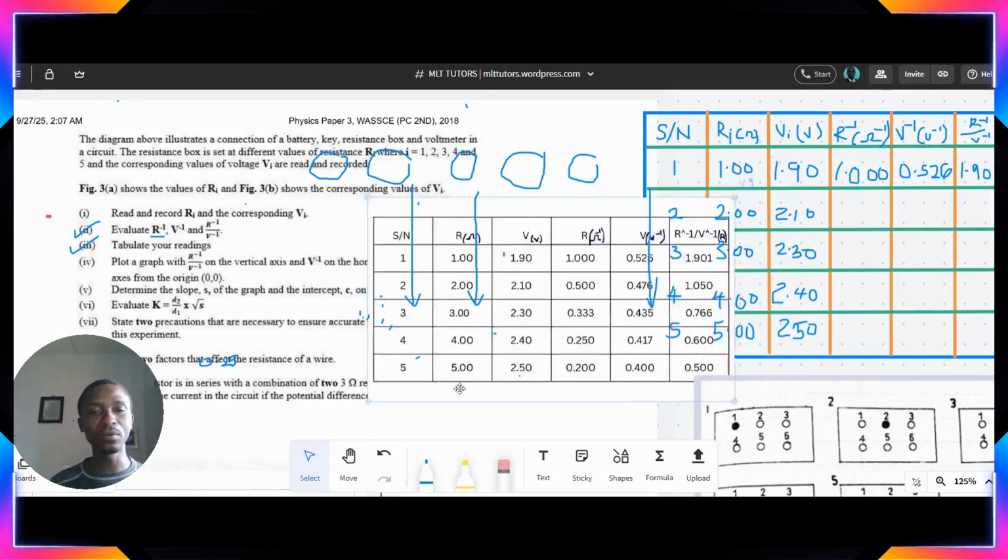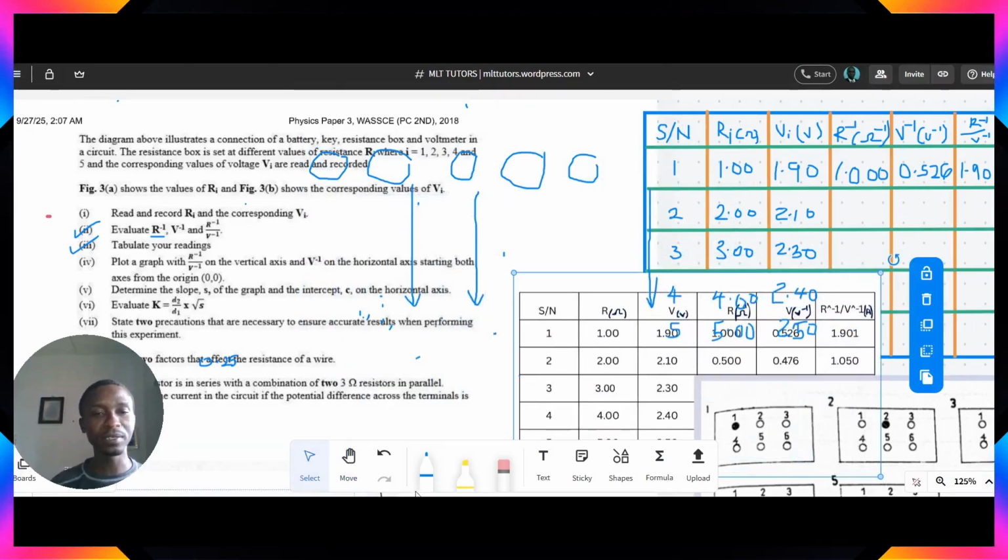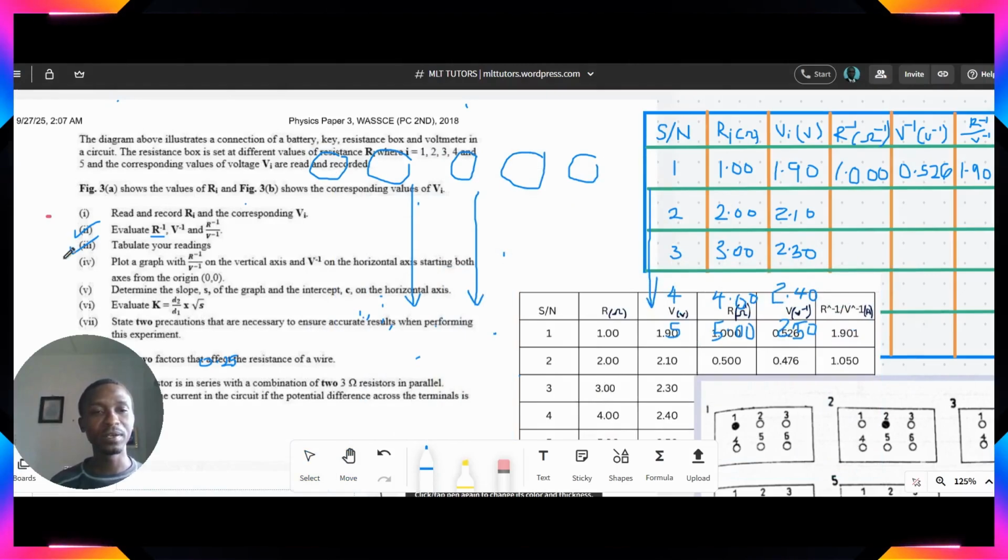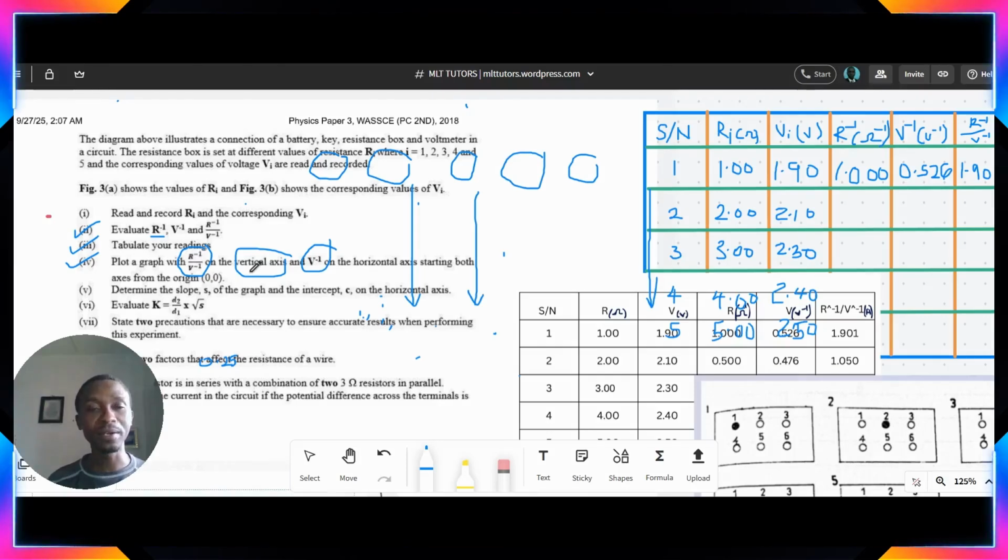What they want us to do on the graph, they said plot a graph of R inverse over V inverse on the vertical axis, against V inverse on the horizontal axis, starting both from origin 0, 0. Nowadays, WAEC use abscissa and ordinate. So abscissa is always your x-axis, while the ordinate is always your y-axis. Okay, now let's go to the graph.